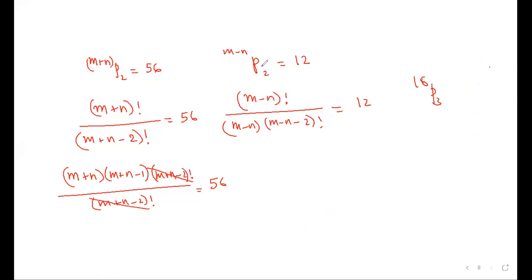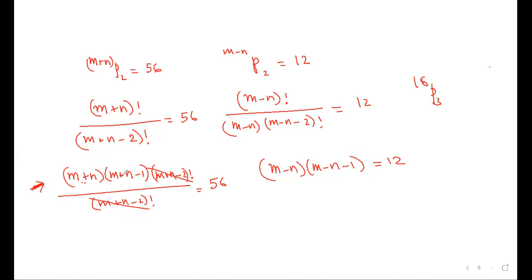So (m minus n)P2 means directly I can write (m minus n) into (m minus n minus 1). It will always be one less, right? Everybody followed this? Now you tell me how many numbers are here. 2 numbers. They are next to next numbers.